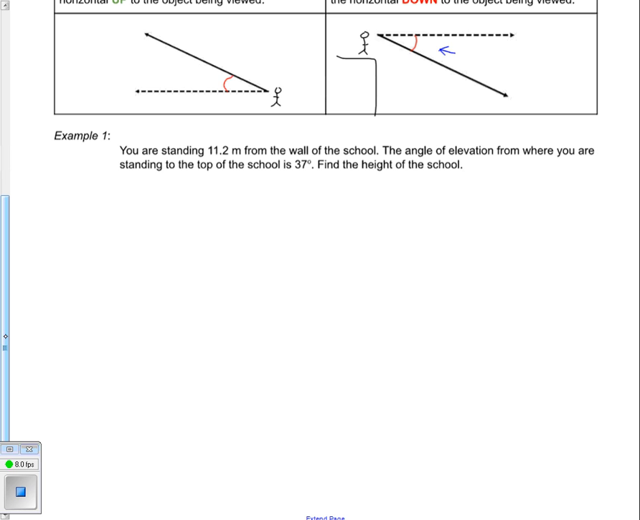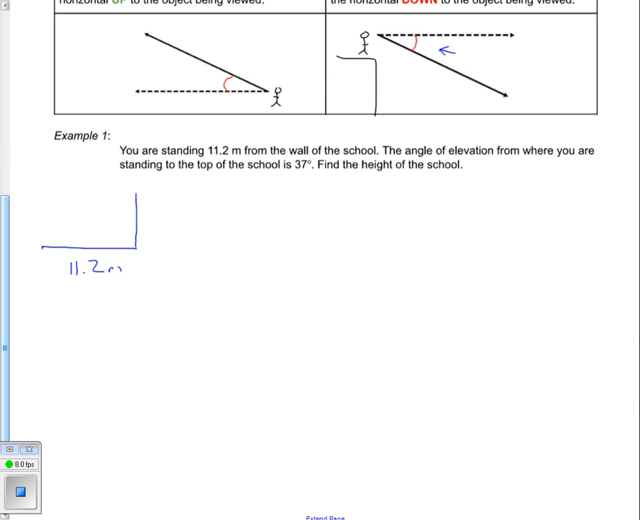So let's say that you're standing right here, and that dot represents you. If you're standing 11.2 meters from the wall, we can assume that the ground is flat. So let's assume that we're standing 11.2 meters from the wall. The angle of elevation from where you're standing to the top of the school is 37 degrees. So you're looking at the top of the school. So let's assume the top of the school is here. So this vertical line represents the school.